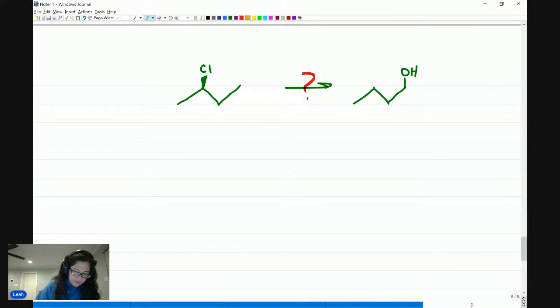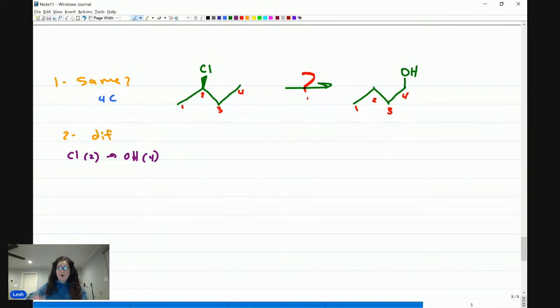Let's see what we have. Question 1. What is the same? Carbon chain. 1, 2, 3, 4. 1, 2, 3, 4. I have 4 carbons. Question 2. What is different? I seem to have a chlorine on carbon 2 turning into an alcohol on carbon 4. So the question to ask here is, how do I turn a chlorine into an alcohol and move it over 2 positions?